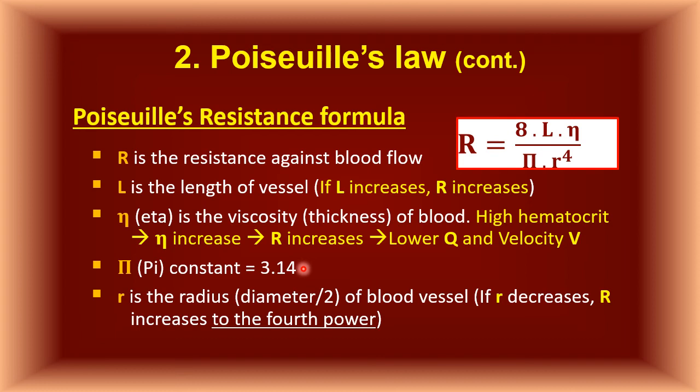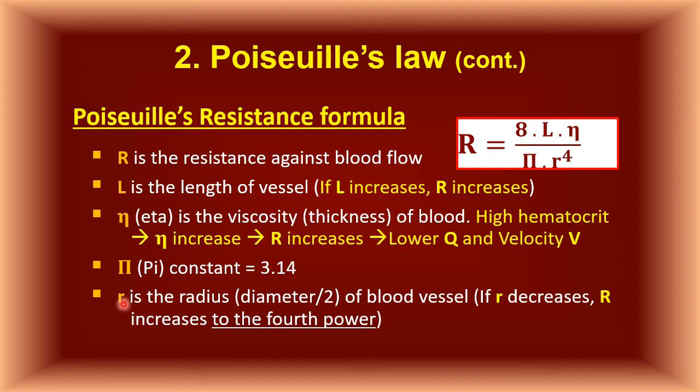Just a quick word here. In this formula, we have two numbers which are constant. They are not variable. Number 8 is a constant, and pi is also constant at 3.14. So pi is a constant, 3.14. It's not a variable, it's a constant number.